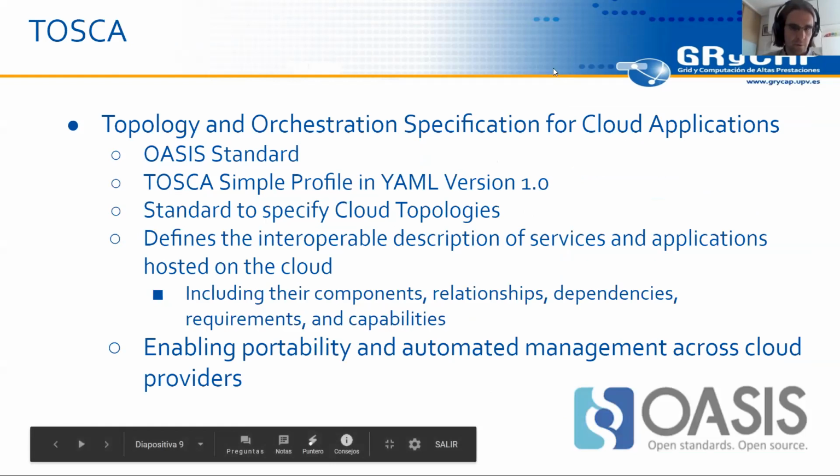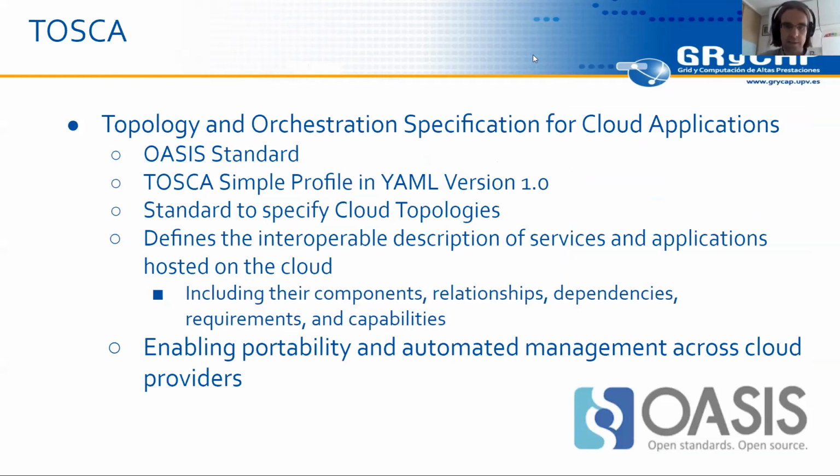In the case of OASIS, this is TOSCA, an OASIS standard. It is defined to specify cloud topologies. It defines the interoperable description of services and applications to be hosted on cloud platforms. And using the standard has the advantage of enabling portability to another platform.